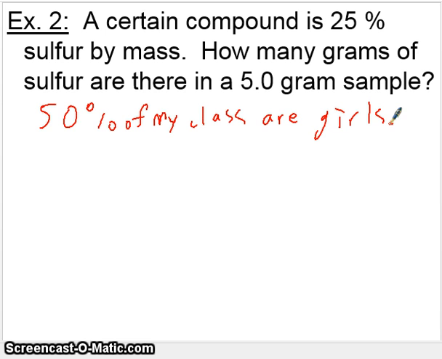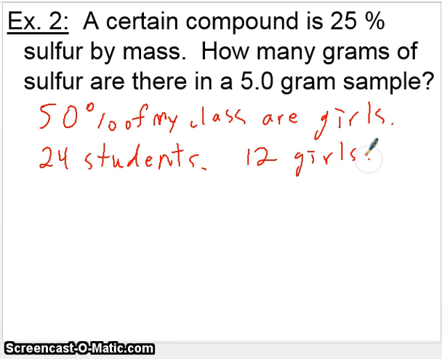I'll say I have a total of 24 students. If I have 24 students and 50% of them are girls, how many girls do I have? Everyone could probably say, well, that means half of them are girls, which means I have 12 girls. Now, the way you did that is you simply divided 24 by 2, or you applied 50% to 24.